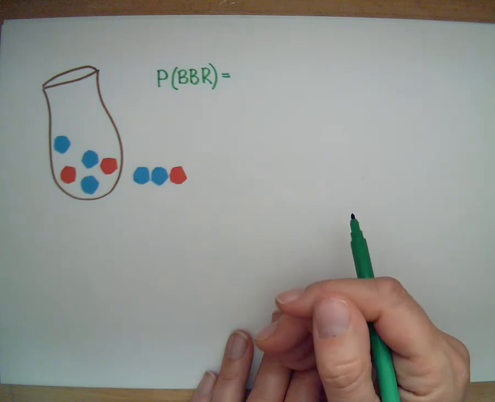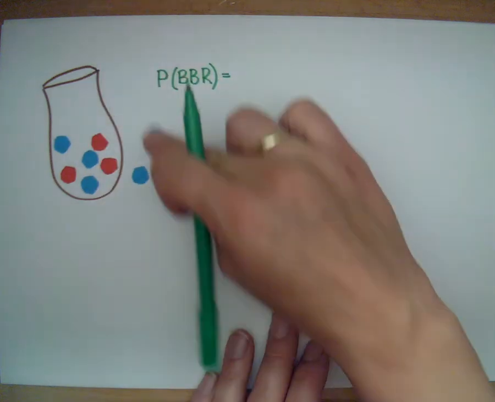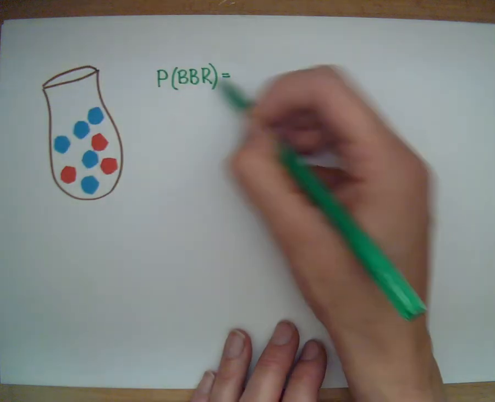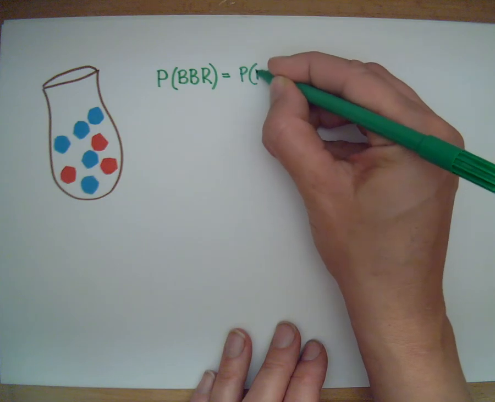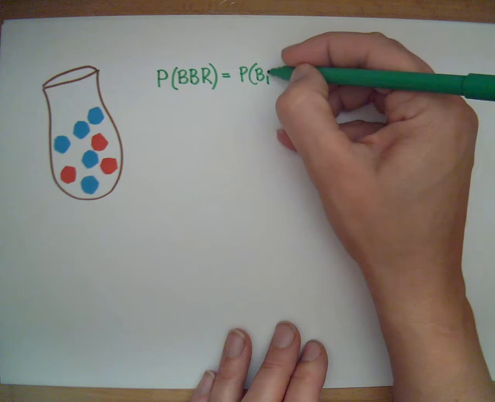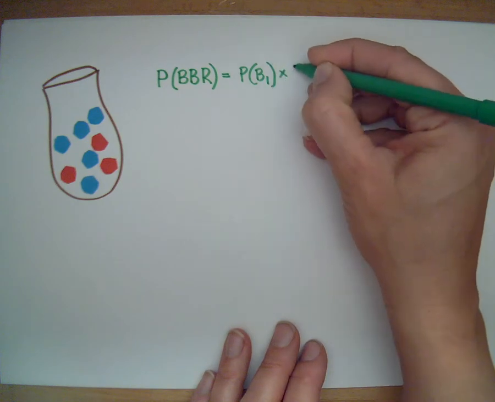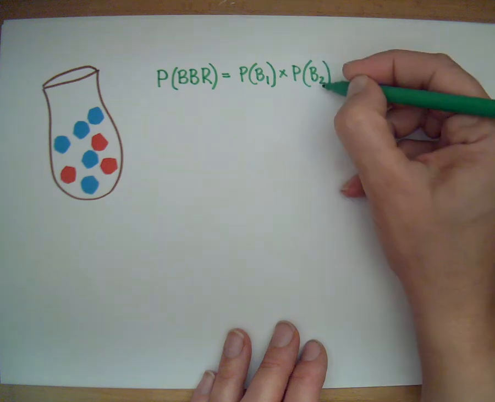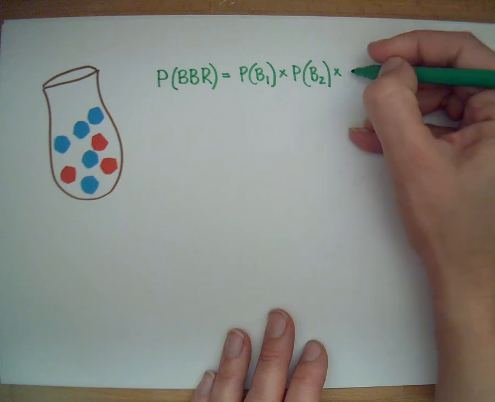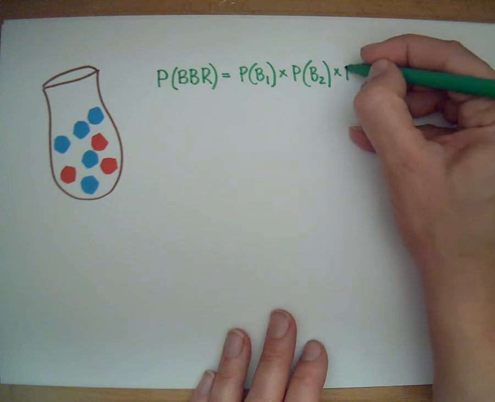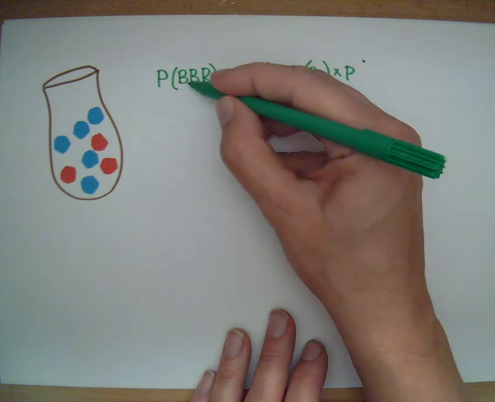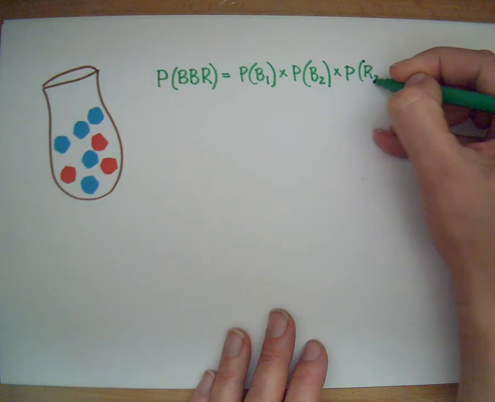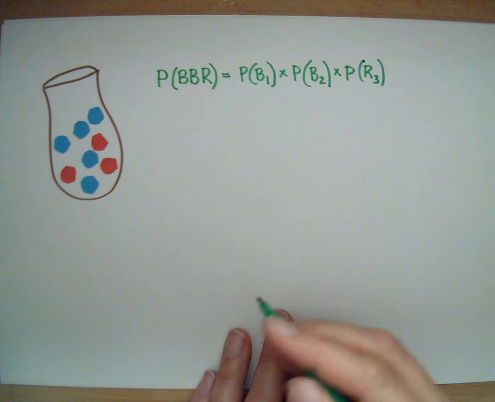This time it's a little bit more complicated than the last one because the events are dependent. The chances of getting a blue on the first draw is different from the chances of getting a blue on the second draw. Just call it B2, blue on the third selection. The chances of getting blue, blue, red. So the chances of getting red on my third draw, that one's going to be there.